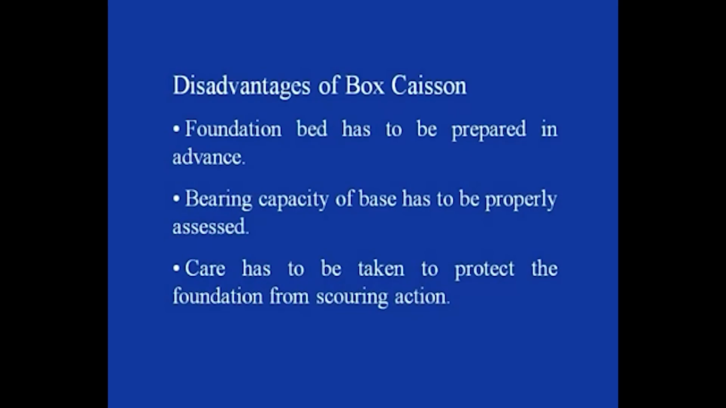Then another thing is that the bearing capacity of this base has to be properly assessed. It should not happen that the bearing capacity which has been assessed and the actual bearing capacity are not the same. Proper care should be taken to protect this foundation from the scouring action in case water is present.